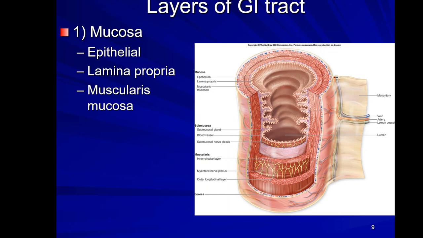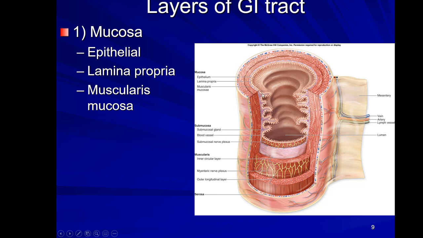So layers of the GI tract, if we take a given section of the GI tract, whether it's the stomach, esophagus, small intestine, large intestine, it's going to have 4 layers to it. And so we're going to go through the 4 layers, and then we'll talk about how these 4 layers may differ a little bit depending on what part of the GI tract you're in. So if we start at the inside where the food would be, we have the mucosa. So the mucosa is epithelial tissue. Throughout a lot of the GI tract, it's going to be simple columnar, but it does change a little bit depending on where you are.